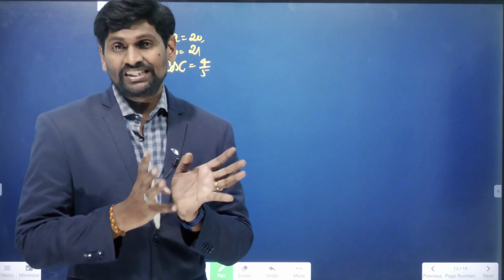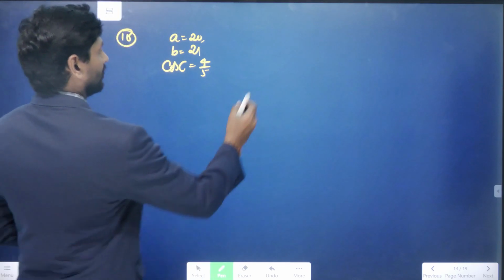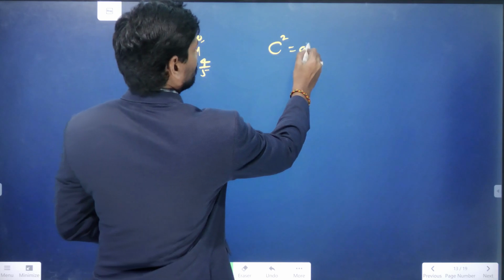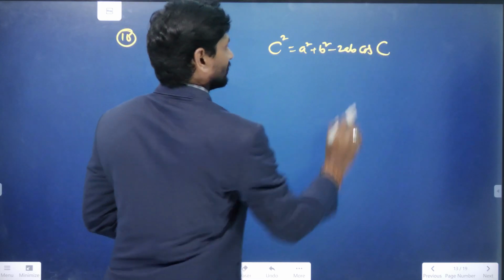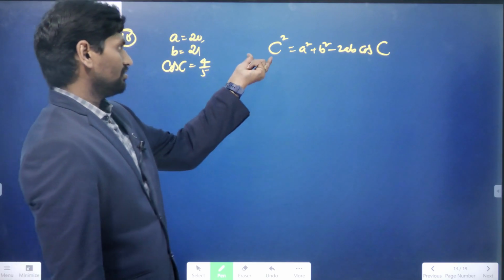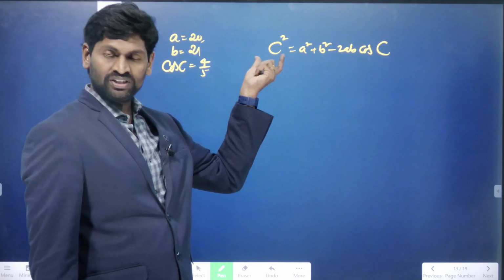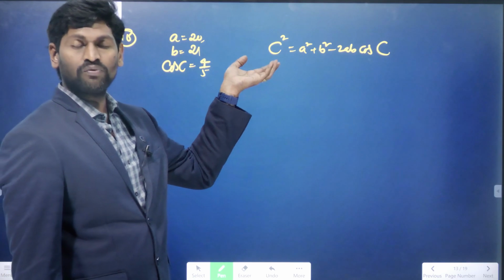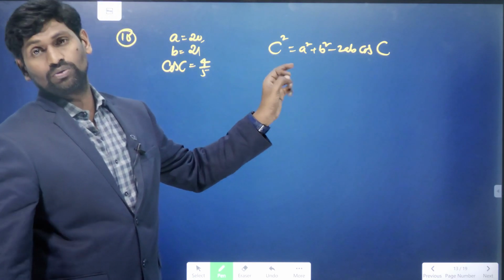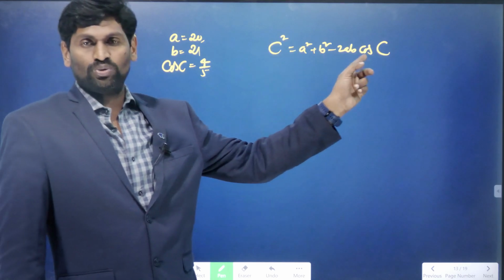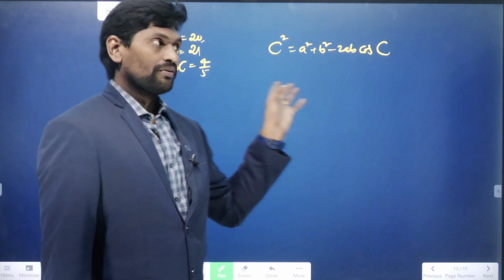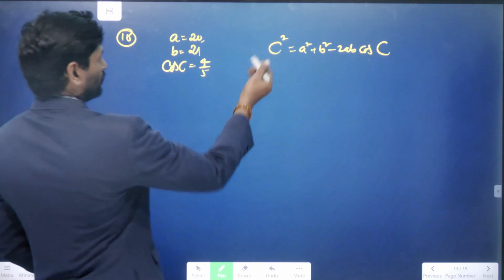So it is similar to the cosine rule. What is the cosine rule? c square is equal to a square plus b square minus 2ab cos C. We need to find c only, so I am using the cos rule. Or else if you want to find b value, b square is equal to a square plus c square minus 2ac cos B we should use. But here c only we should find. I am just substituting here.